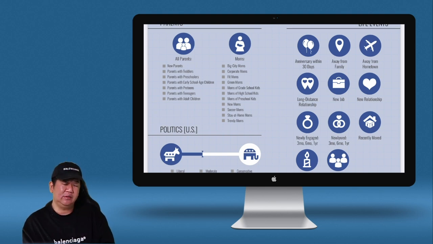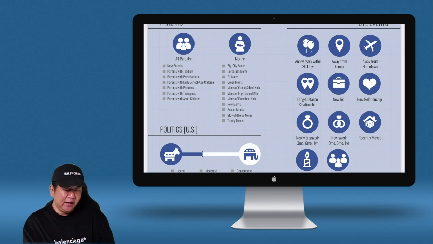If your business targets the post marriage segment, well, there's something for you as well, because there's also the newlywed 3 months, 6 months, 1 year. What kind of industries are you looking at potentially for newly engaged? Well, think interior design, think property.